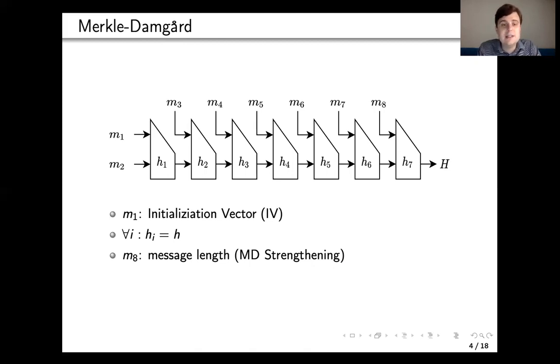Now, the way that this is typically done is that at the beginning, we want to mark the beginning of the evaluation of the hash function and say that, let's say M1 is the place where the IV is contained. And then at the end, we want to include the length of the message, which is something known as Merkle-Damgård strengthening.